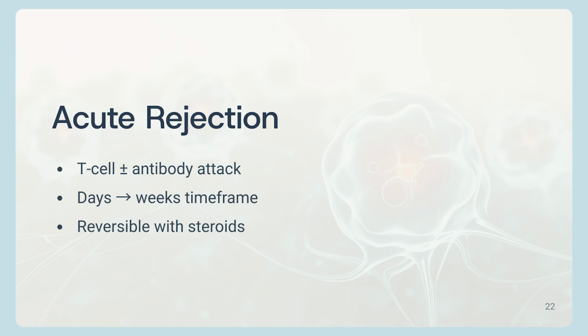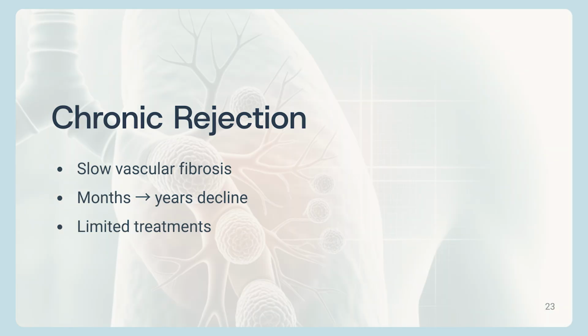So doctors can manage it with strong immunosuppressive drugs, such as corticosteroids or other medications that specifically suppress T cell activity. I actually mentioned some of these in the immunotolerance video in previous lessons if you want to check that out. Now, let's move on to chronic rejection.